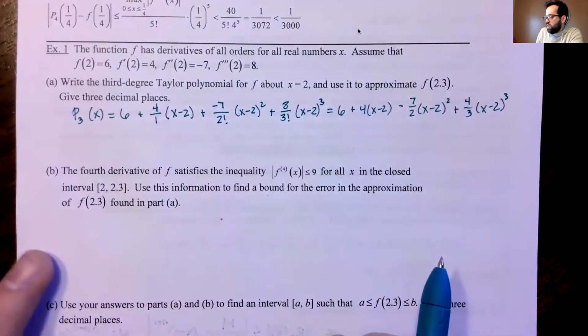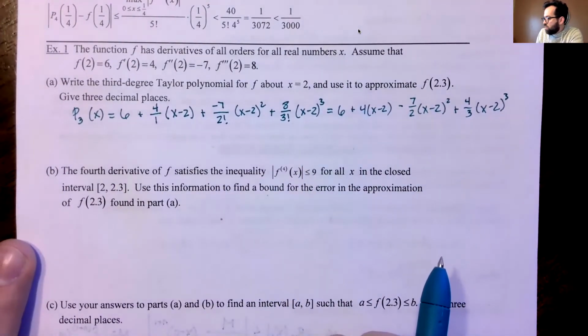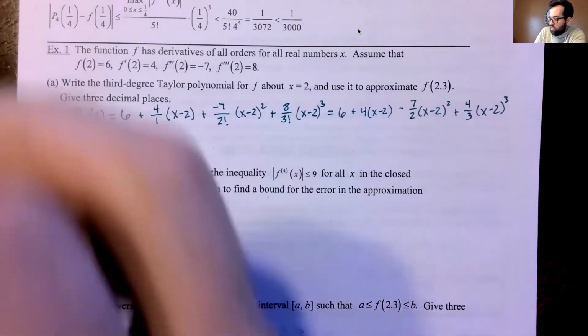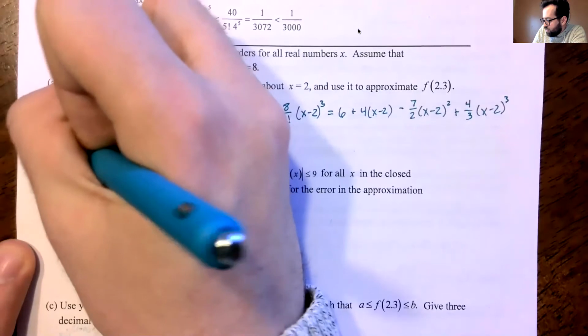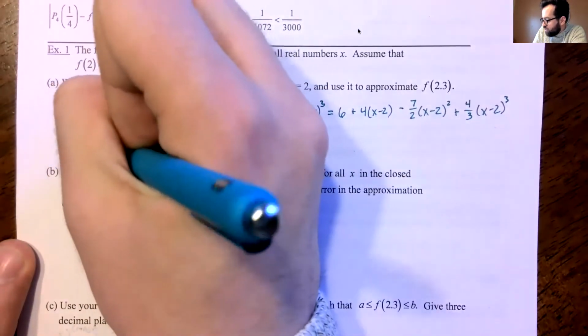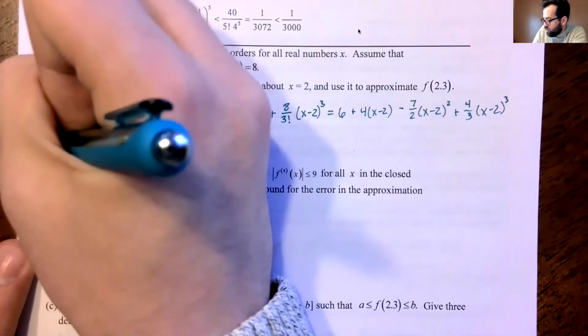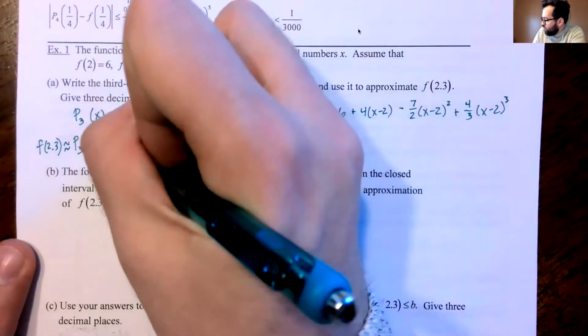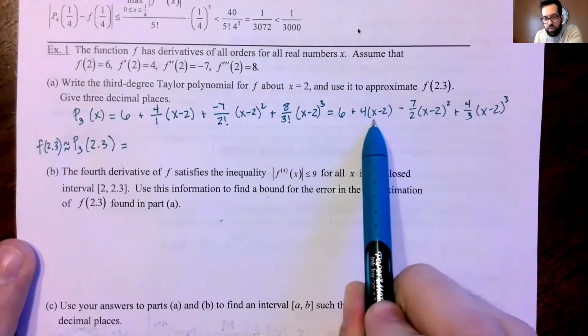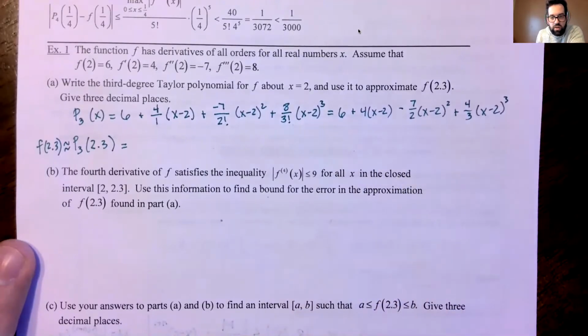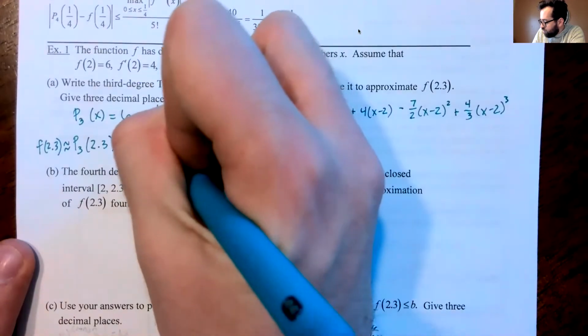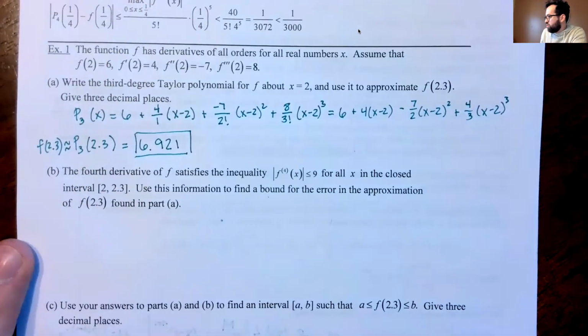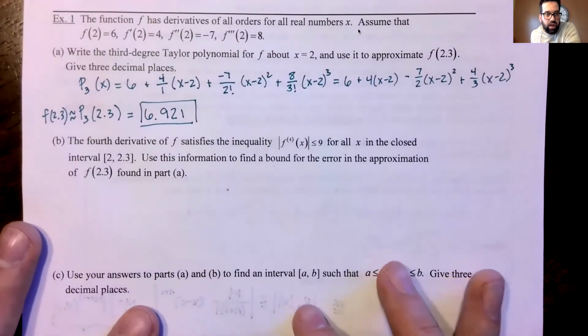Okay. So we're going to use that to approximate f of 2.3. So we're going to say the P3 of 2.3, which is an approximation for f of 2.3. So f of 2.3 is approximately P3 of 2.3, which equals, we're just plugging in 2.3 for each x. I already did that on my calculator. You're not expected to do that by hand, but we're trying to give 3 decimal places. And I'm telling you right now that once you plug all of that in, you're going to get 6.921. If you want to check that on your own, you can. But let's move to letter B.